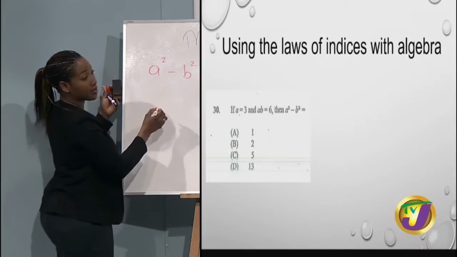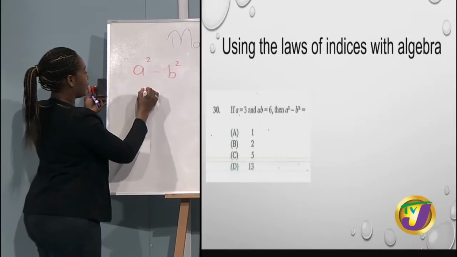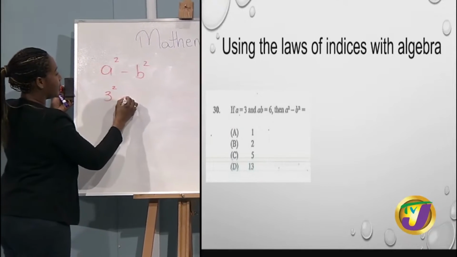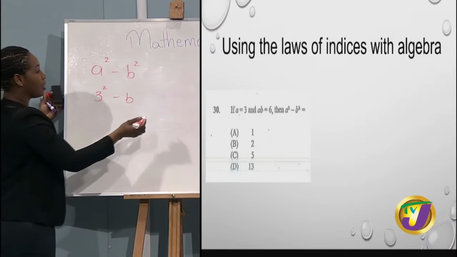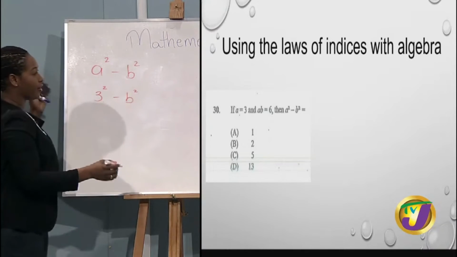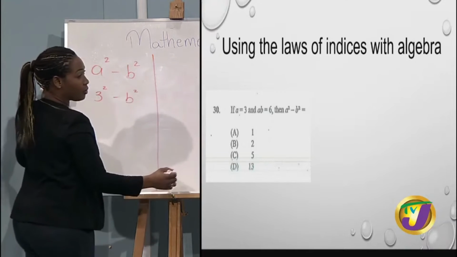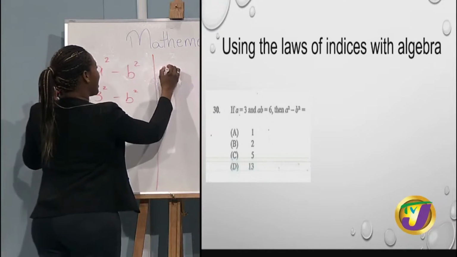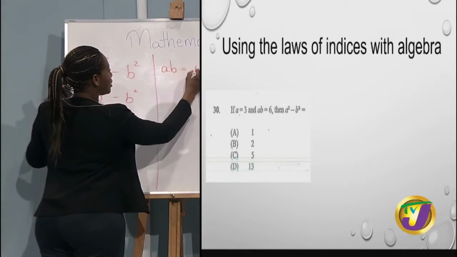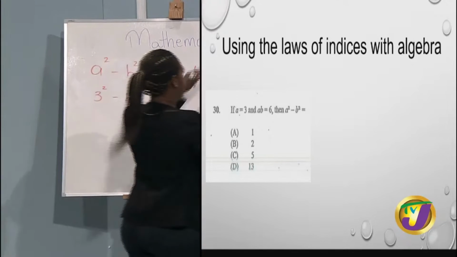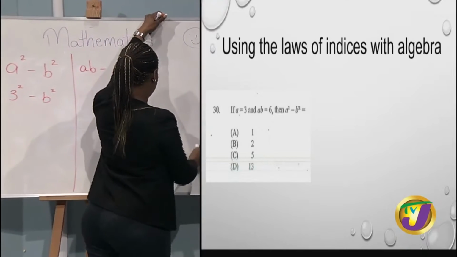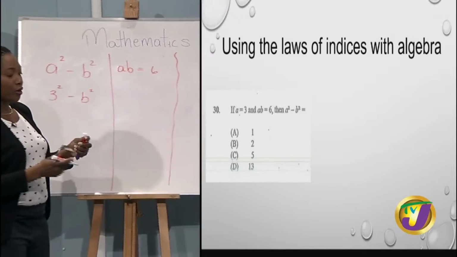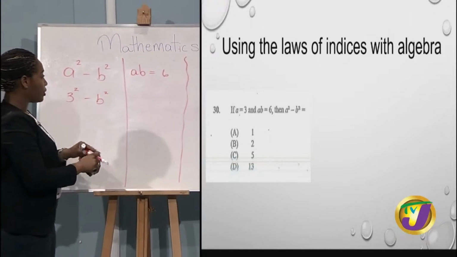And we want to say, what's the value for A? 3. So you can substitute that. What's the value for B? Look at that. They didn't give you the value for B. So you have to stop right there. And you're going to look at what they gave you. So they said AB is equal to 6. Therefore, we can use that equation to solve for B. That's what we're going to do.